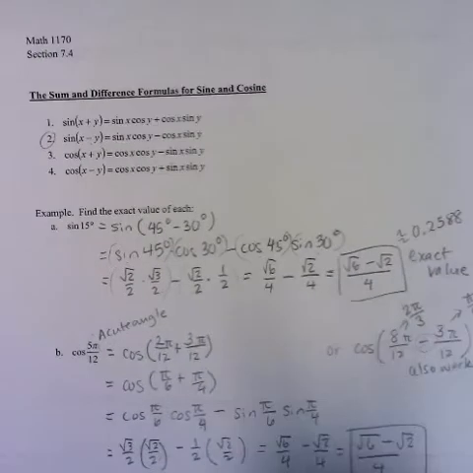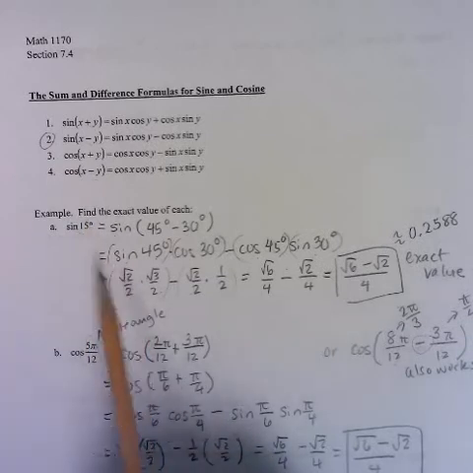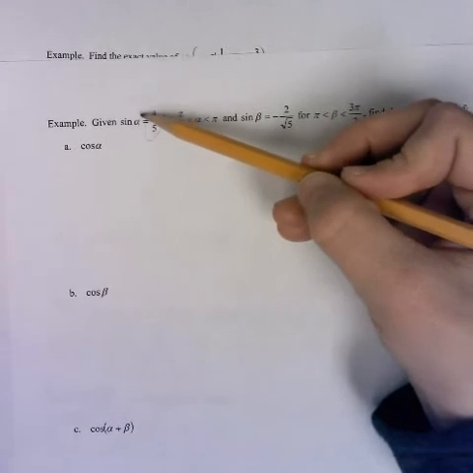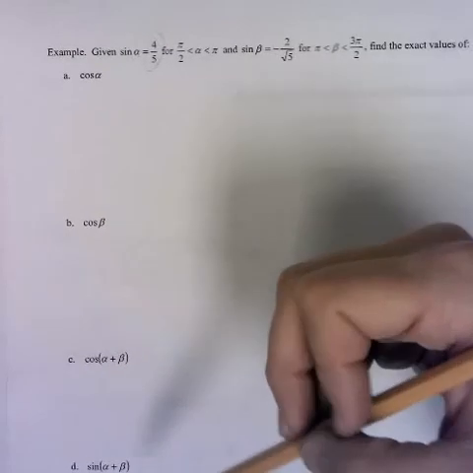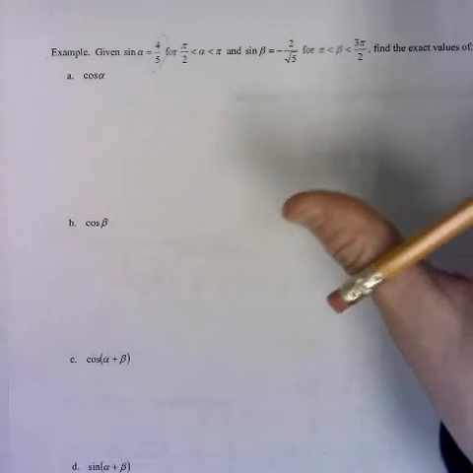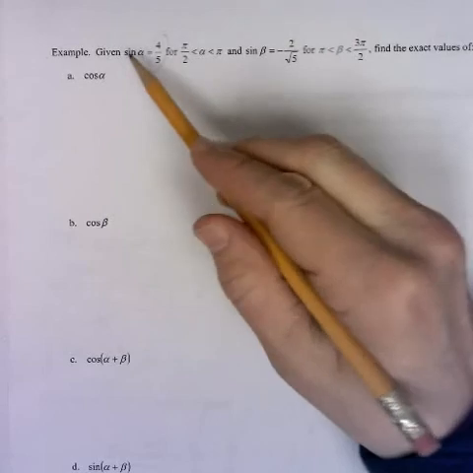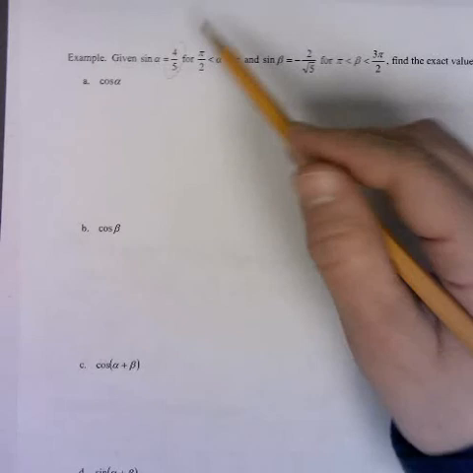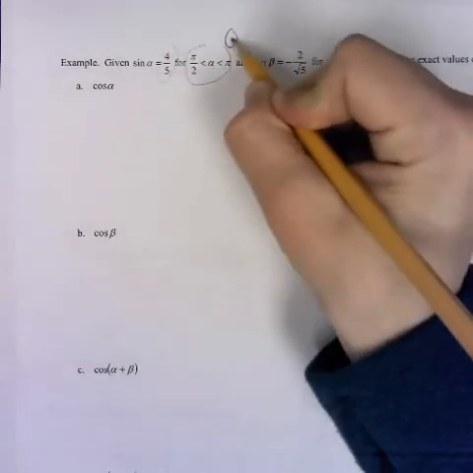Right? Here we're given the input number and we find the output. In this problem, we're given the output and we want to find some other outputs using that information. We're never actually going to find alpha and beta here. Sometimes people read this totally wrong and they think we're taking the sine of 4/5. That's not what we're doing. We're saying the sine of alpha is 4/5. And then alpha is between pi over 2 and pi, so that means alpha is in quadrant 2.